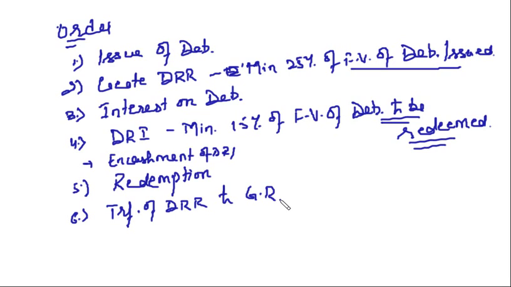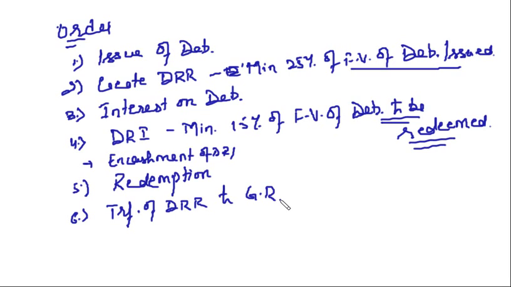Then we have to pass entries for redemption of debentures, then transfer of DRR to general reserve. There also, I told you that until and unless the question specifies that you have used DRR for the redemption of debentures, do not use it for redemption. Transfer the DRR to general reserve. If the question clearly specifies that you have used this much DRR for the redemption purpose, then accordingly whatever balance is left in DRR will be transferred to general reserve. Clear?